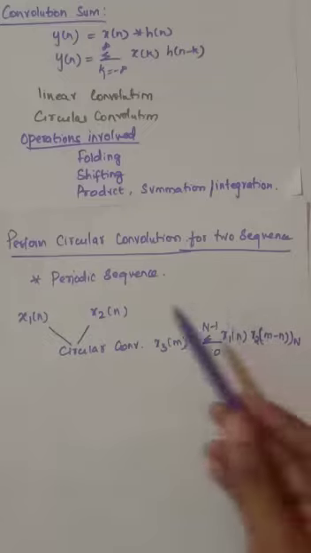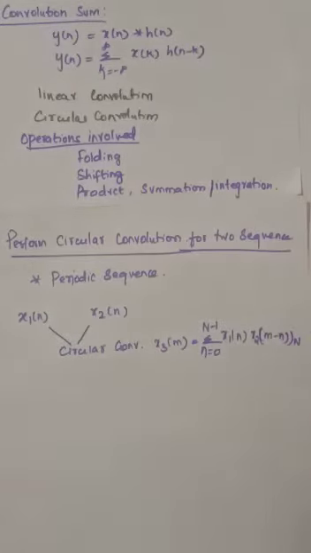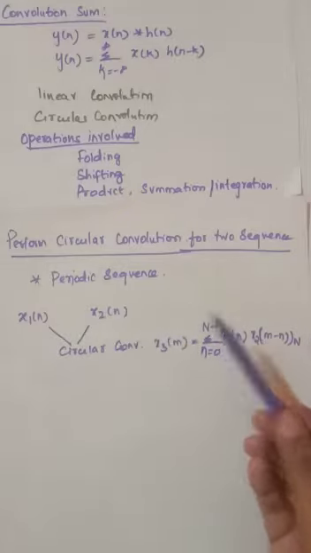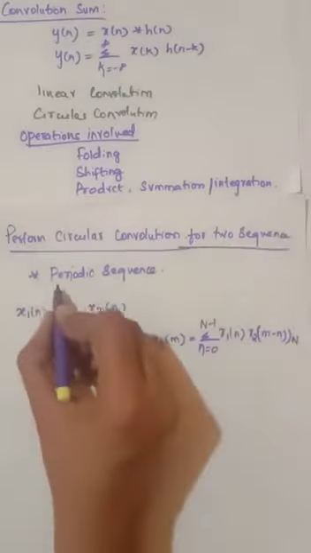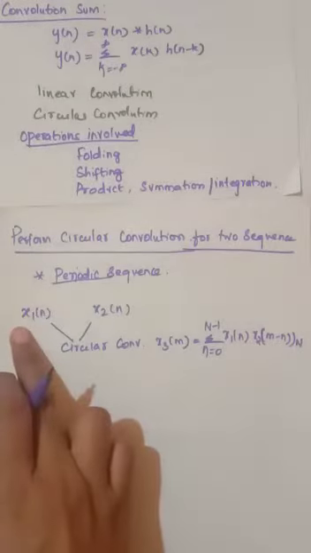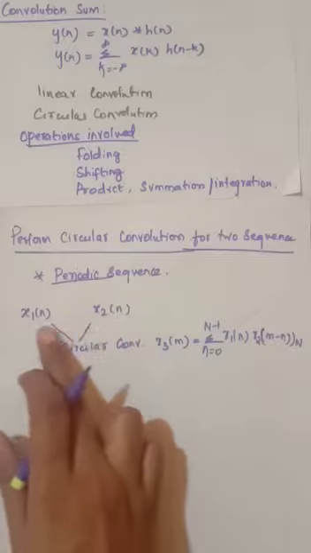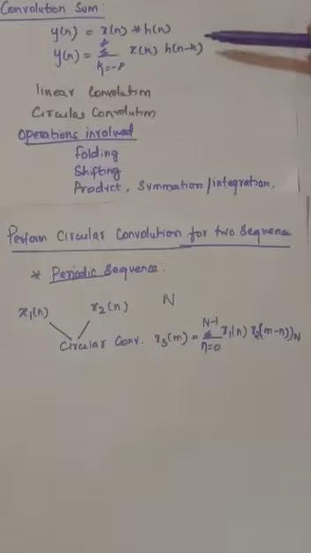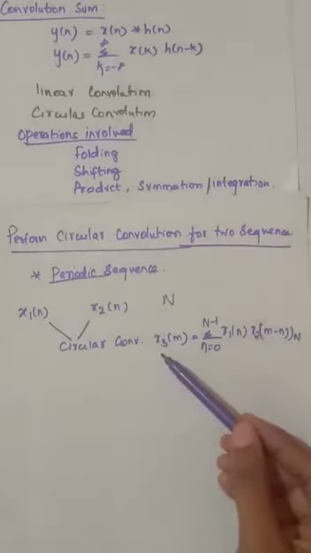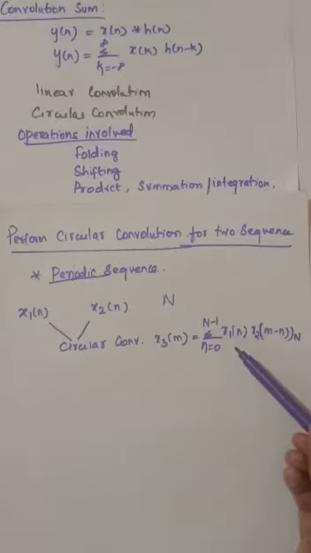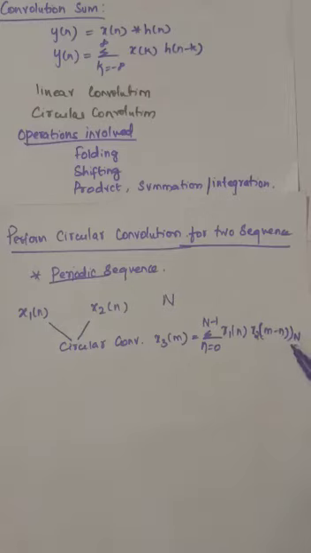In order to perform circular convolution, you need to satisfy some conditions. The first thing is that we can apply circular convolution to a periodic sequence. If x1 of n and x2 of n are the two input signals with period N, then this convolution formula can be written as x3 of n equals summation m equals 0 to N minus 1, x1 of m, x2 of n minus m, where N represents the periodicity.